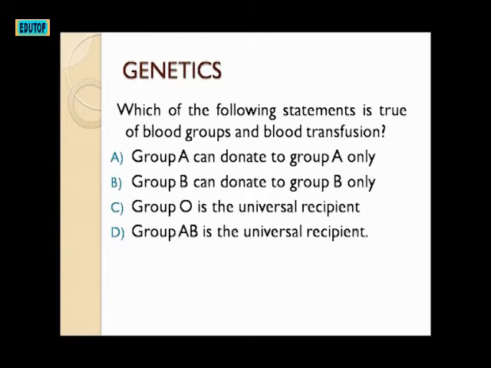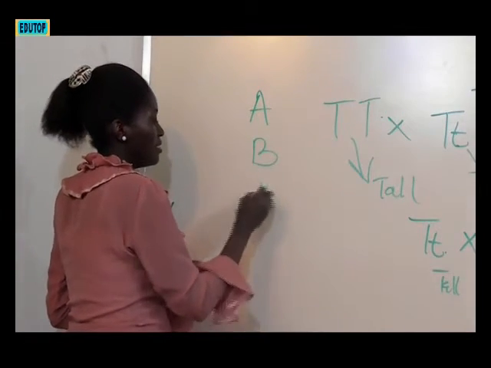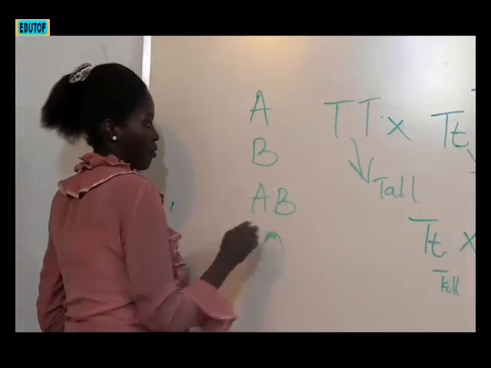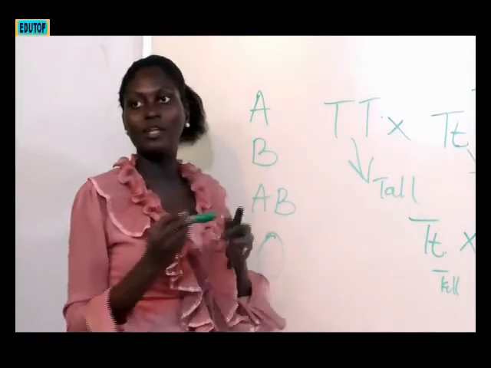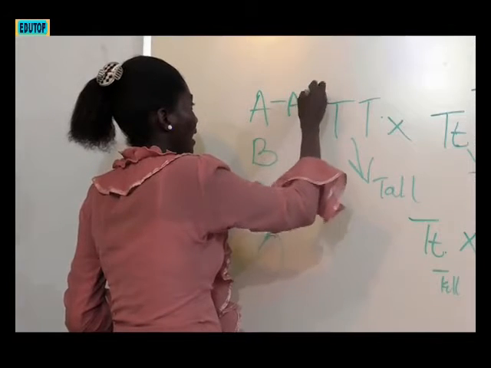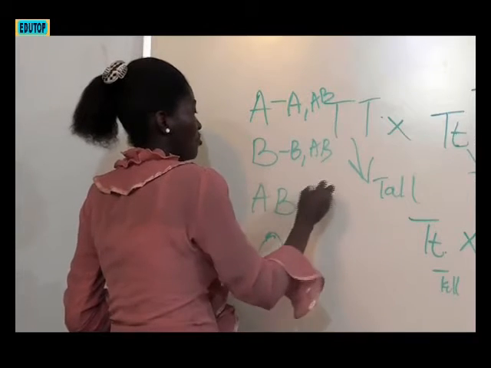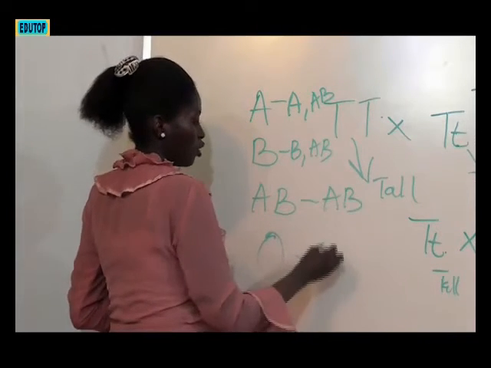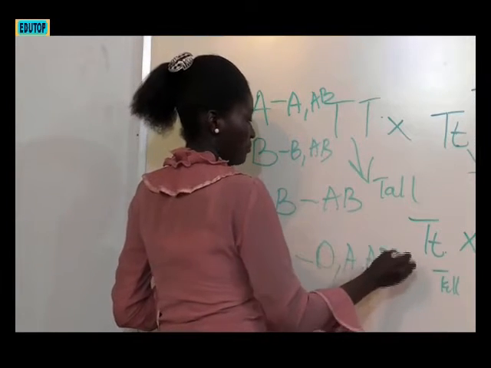The next question. Which of the following statements is true of blood groups and blood transfusion? We have blood groups A, B, AB, and O. Those are the blood groups that we have. And looking at who can donate to who, A will donate to A and AB, B will donate to B and AB, AB will donate only to AB, then O will donate to O, A, AB, and B.